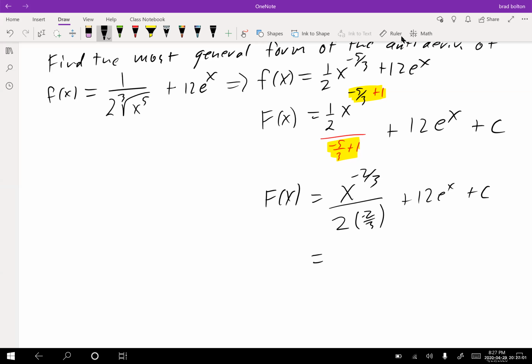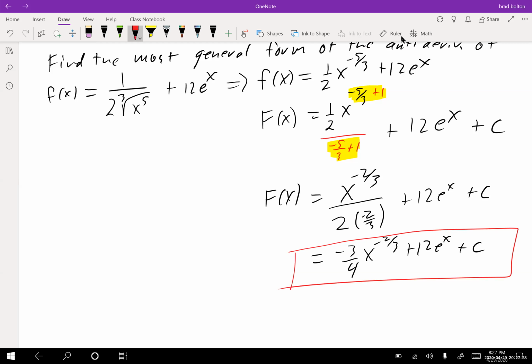So let me just clean up my fraction a little bit. I believe we should end up with 3/2, so that would be 3/4? Negative 3/4 x to the negative 2/3 plus 12e to the x plus c. Yep, that looks good, and that would be your final answer. You don't have to get rid of the negative exponents. I'm totally fine with negative exponents. Most of the time you deal with negative exponents and you have to fix them is when you're trying to find critical numbers or there's a reason you're doing it.